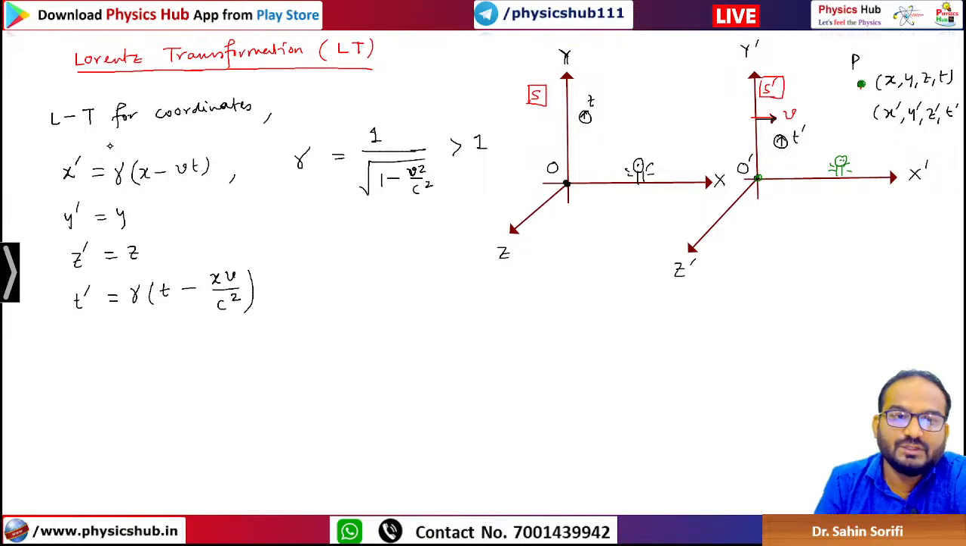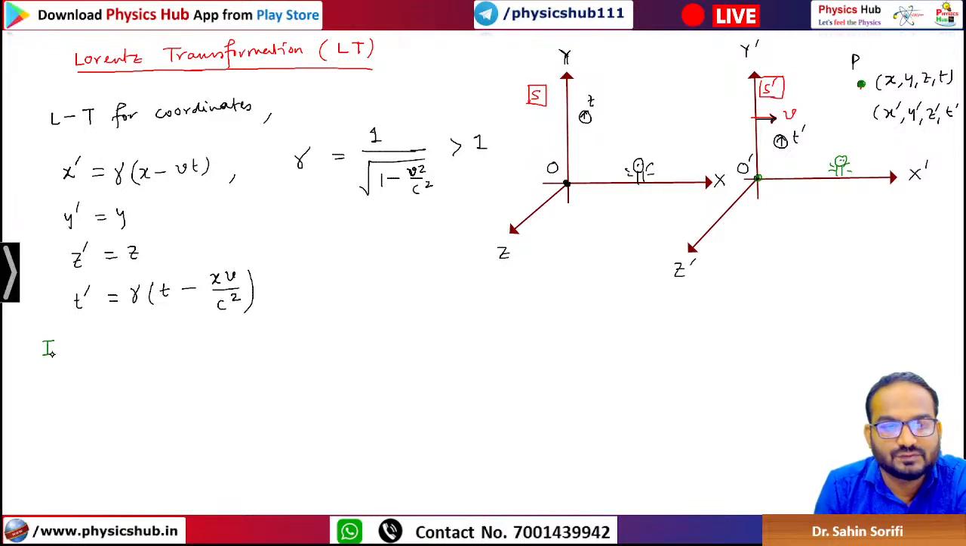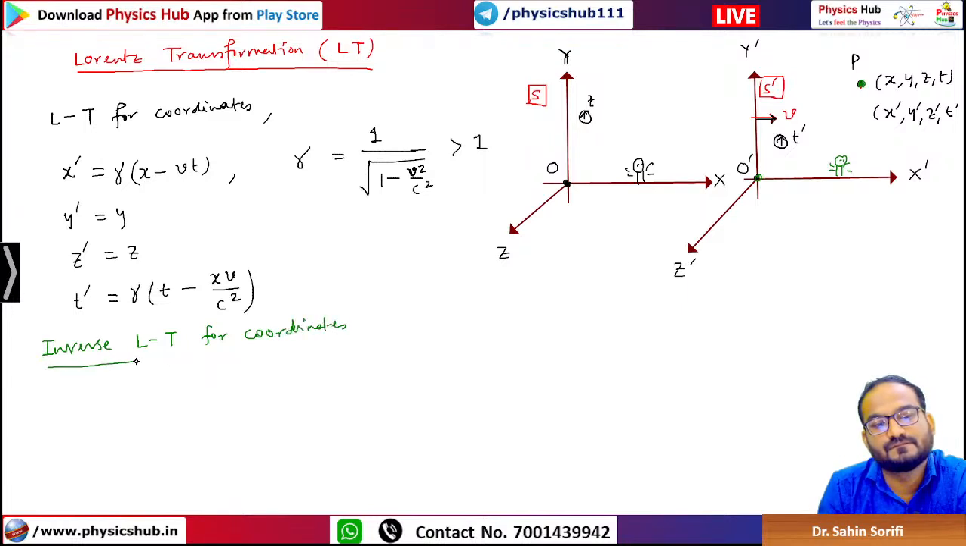Now these are the Lorentz transformations for coordinates, and the inverse transformation also exists for coordinates. Those are called the inverse Lorentz transform. So you see, here you are given things in x, y, z, t, and you are finding them in x prime, y prime, z prime, and t prime. The reverse may also be given. You are given the coordinates in the moving frame.